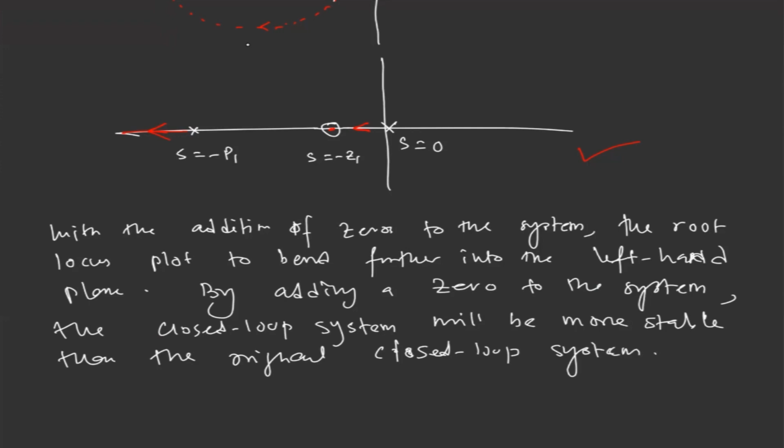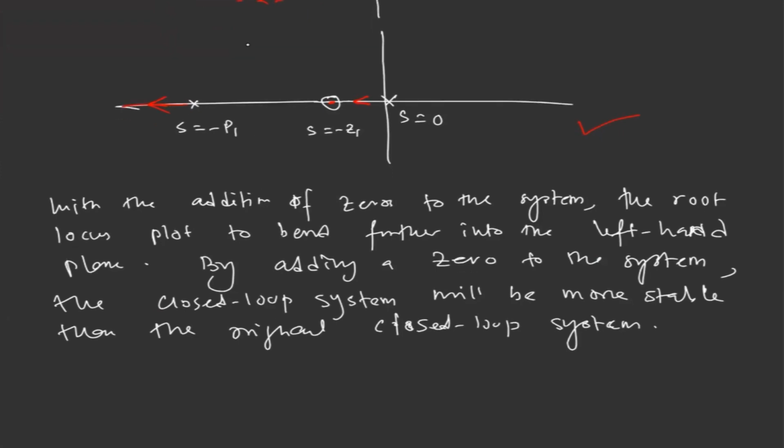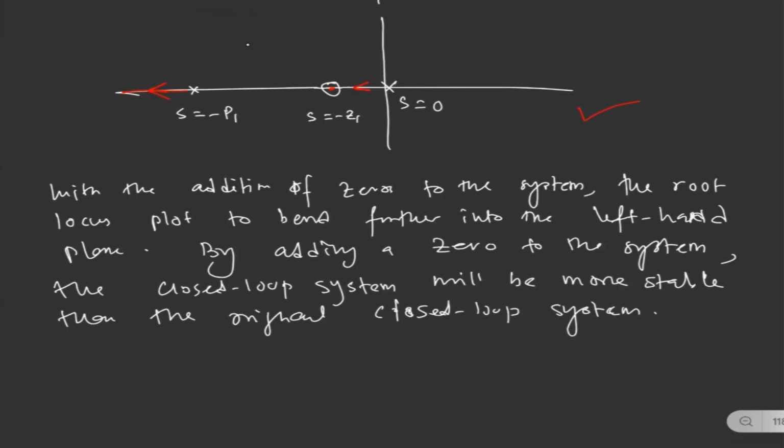So the takeaway from this lecture is that if you add a zero to the system, it will be more stabilized. And if you add poles to the system, it will tend toward destabilization. Based on this motivation, in the next lecture we'll be discussing the concept of a compensator for the system, and how the compensator adds different stability criteria to the original system.